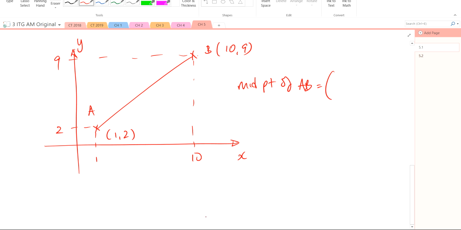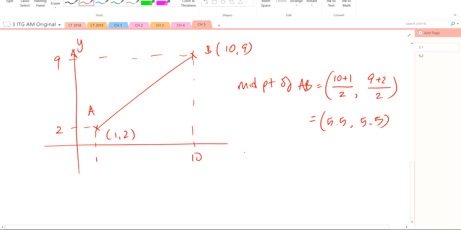Okay, come. What is the x coordinate for the midpoint? What do you have? 5.5. How do you get 5.5? Then plus 1 divided by 2. Okay, then what about y coordinate? And what do we have? Okay, that's it.